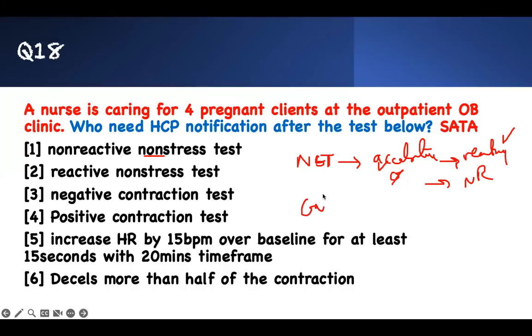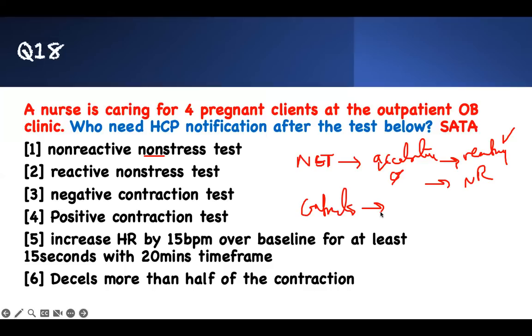Then the contraction test. This one, we give the mommy something to stimulate the mommy to contract and see if the baby can tolerate the contraction during birth. During birth, what happens? When the mommy contracts, there's blood flow, there are changes, and the placenta gets into trouble. So we look for deceleration, acceleration, or variable decels and those things. When we see deceleration, we don't like it.